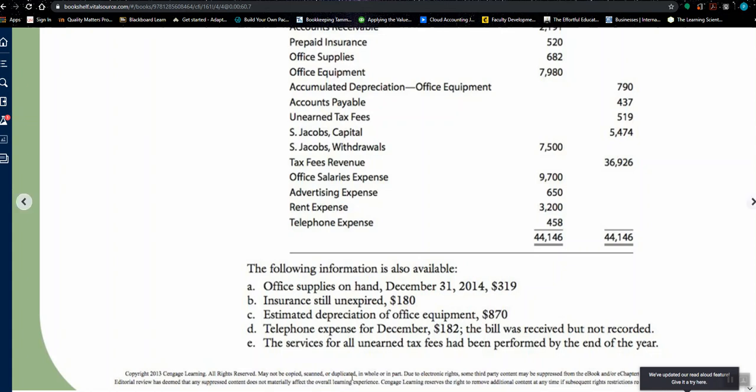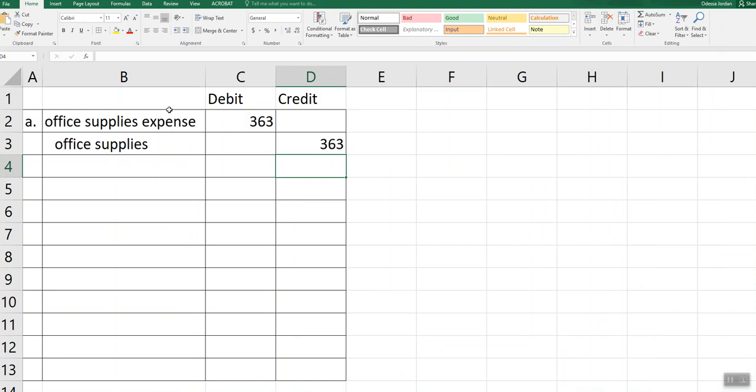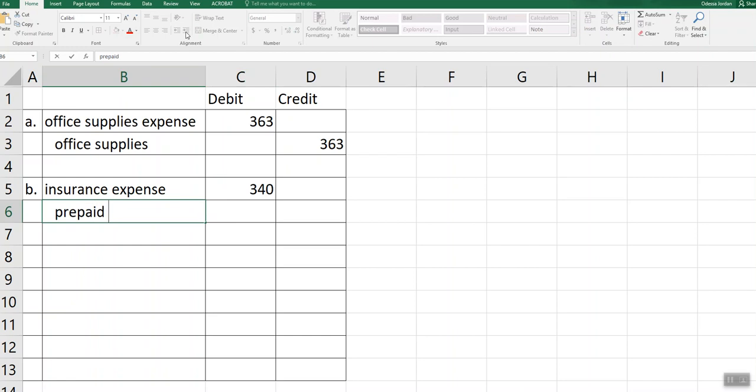Okay, so insurance expired is 180. What that means is the insurance started out at $520, and they're saying that there's $180 worth of insurance left. So we used up $340 of the prepaid insurance. So we go here, and this would be our B, and we would do insurance expense, $340, then prepaid insurance, 340.